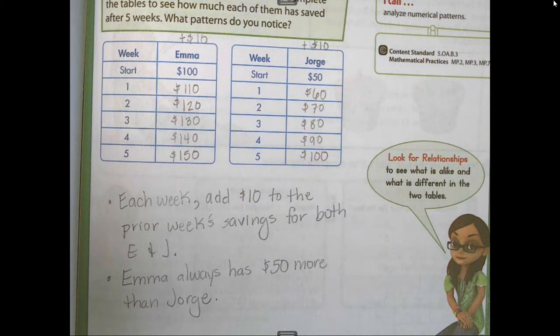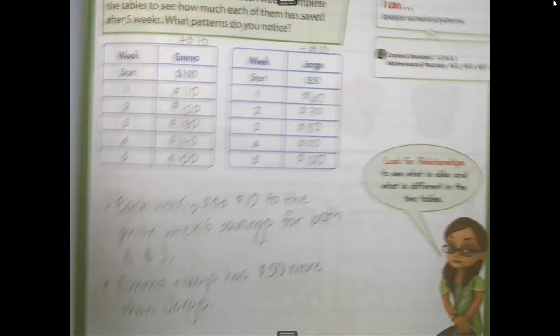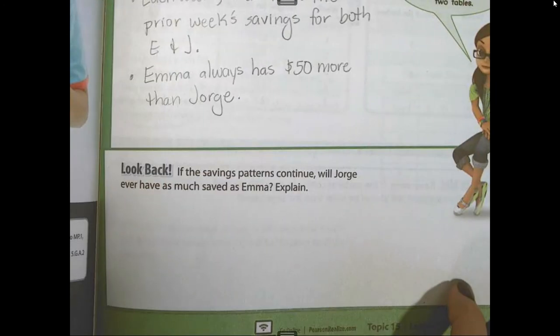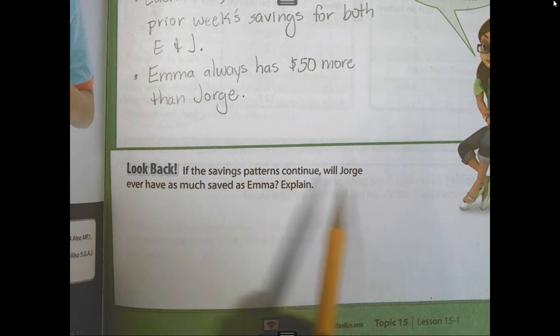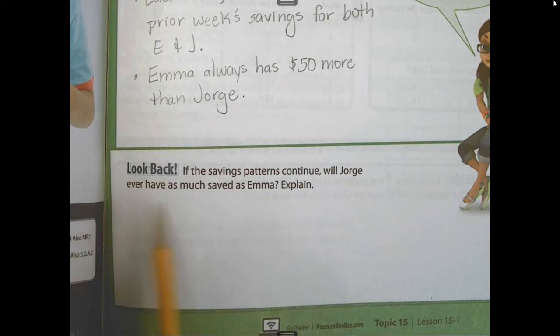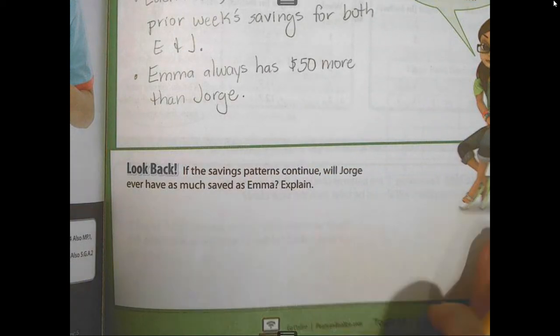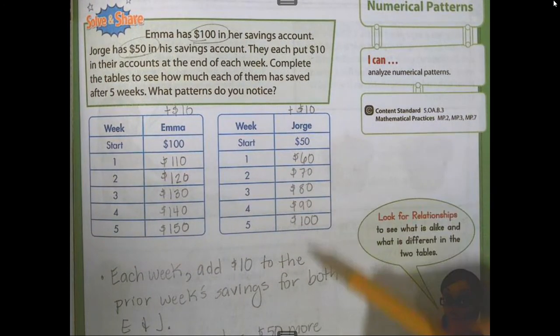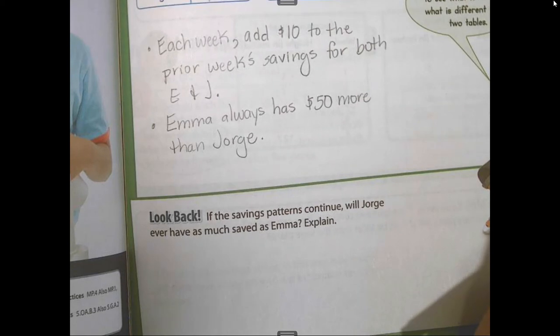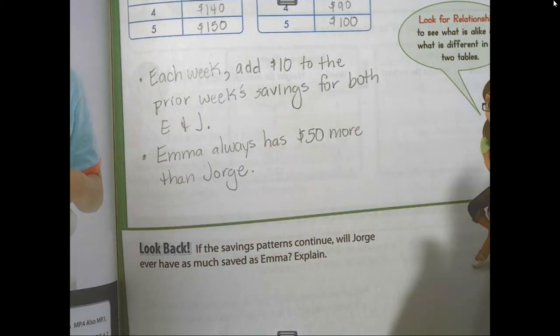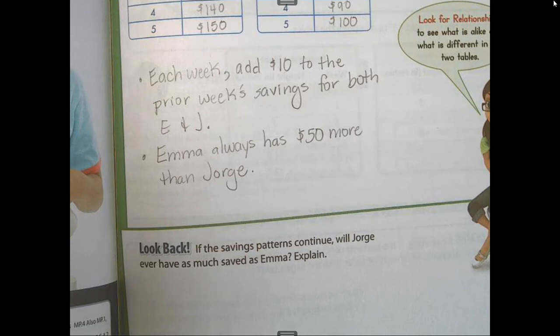Okay. So the question at the look back at the bottom of the page extends on this problem, and it says that if the savings patterns continue, will George ever have as much saved as Emma? Explain. All right, so think about that. They both start with a different amount. They both earn the same amount each week. So no, since Emma started with more money in her account and they both save the same amount each week, then Emma's account is always going to be greater.